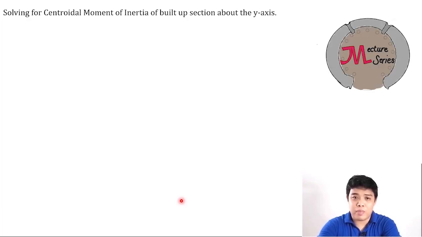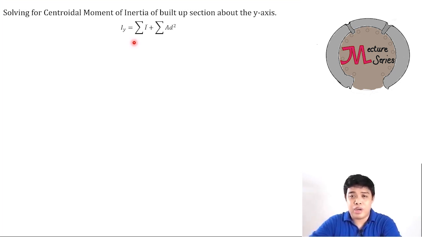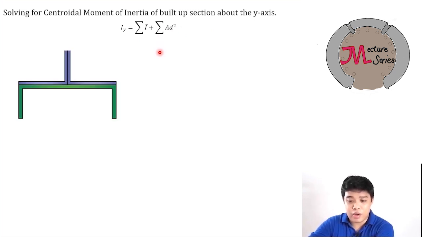Let us go back to the problem and solve the centroidal moment of inertia of the built-up section about the y-axis. It says that inertia at any axis is equivalent to the summation of the centroidal moment of inertia of each section that comprises our built-up section. This is the transfer term, which is the summation of AD squared.